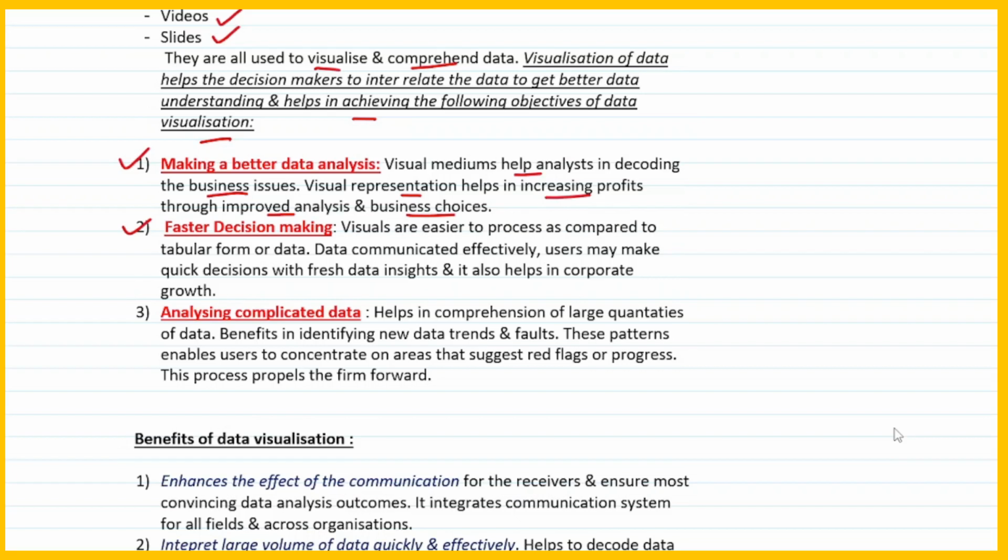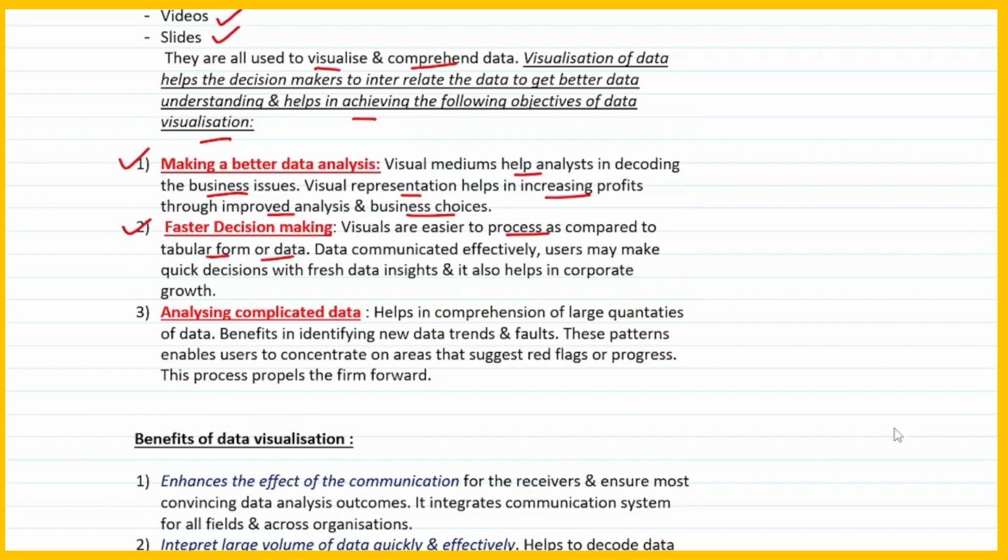So visuals are easier to process as compared to data in tabular form. It's very obvious, right? Whenever you have a look at data visually, it's easier for you to recollect or memorize, rather than studying something or just reading something. Just by looking at raw data, it's very difficult for you to recollect. But if you look at something in a visualized form, it is much easier to memorize or recollect, right? That's what this point talks about.